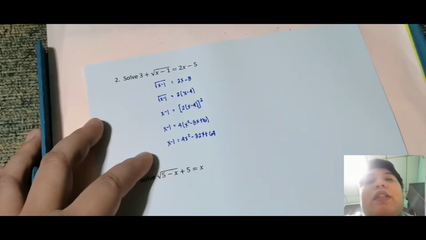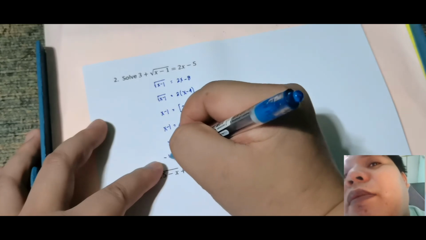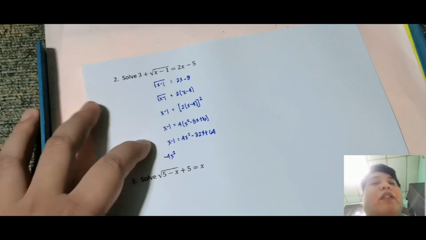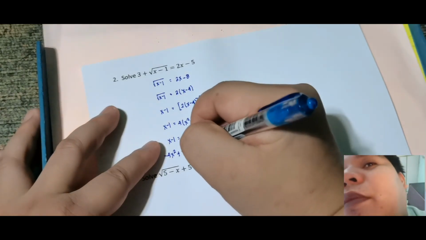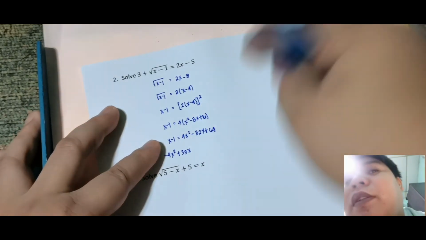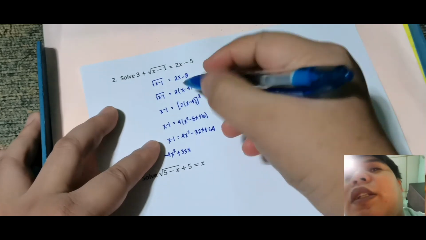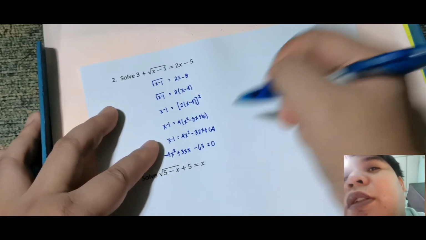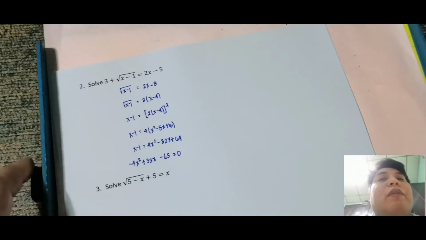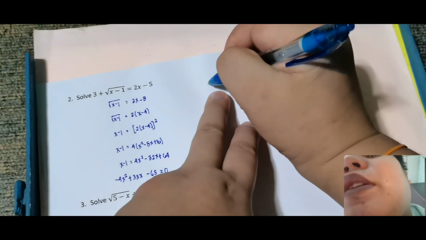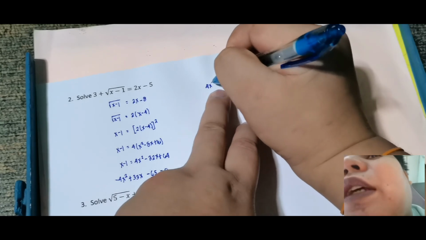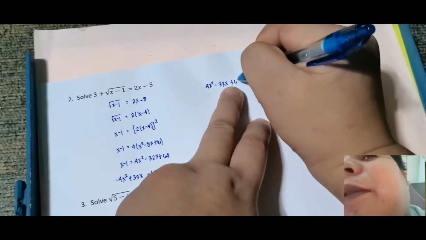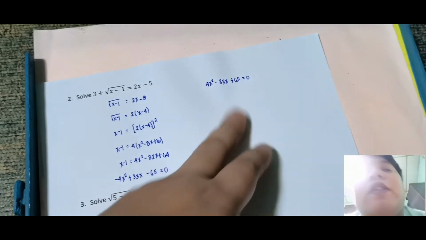Next is transpose lahat. This is negative 4x. Negative 32 magiging positive. So that is plus 33x. Si 64 magiging negative. So that is negative 65 is equal to 0. Then i-multiply mo lang by negative para makuha tayo ng value. So that is 4x squared minus 33x plus 65 is equal to 0.